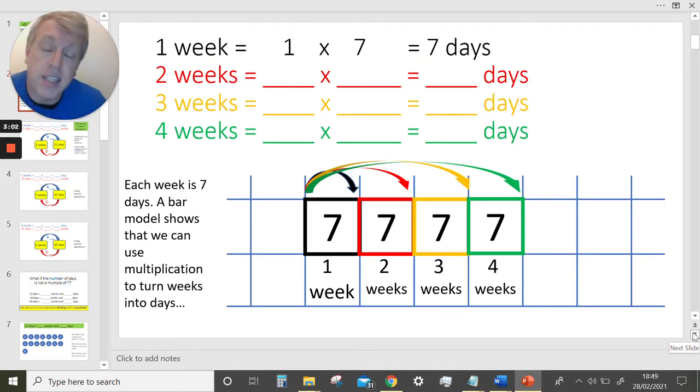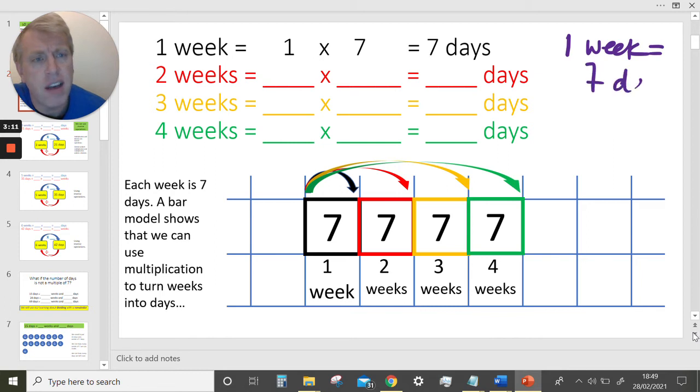Now, we're going to need that skill, that knowledge of our 7 times table and our multiples of 7 in today's lesson. Let's just remind ourselves. So 1 week, do we remember? 1 week is 7 days. And I remember that we had a bar model last time, and the bar model showed us why we can use multiplication to turn weeks into days.